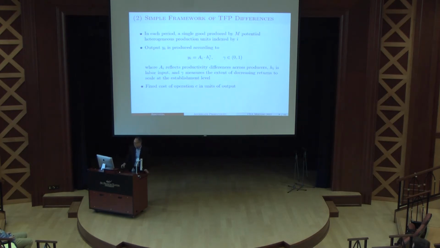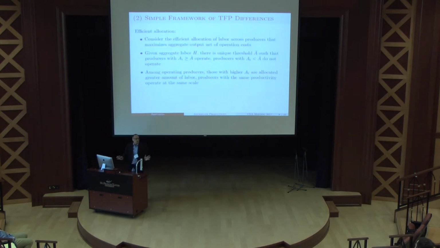There is also a fixed cost of operation, which I denote here as C, in units of output. And the main idea is that this is going to generate that maybe not all these potential producers would operate. It may not be optimal for all of them to operate. So that's it. That's the main framework that we need to think about the potential channels.